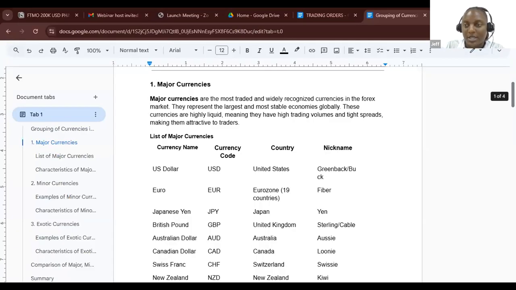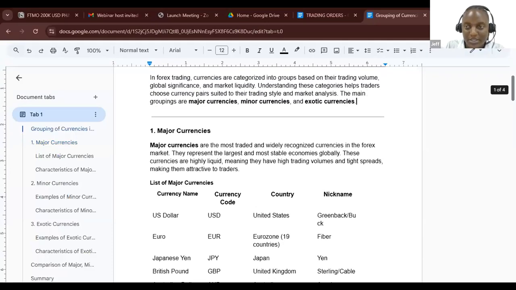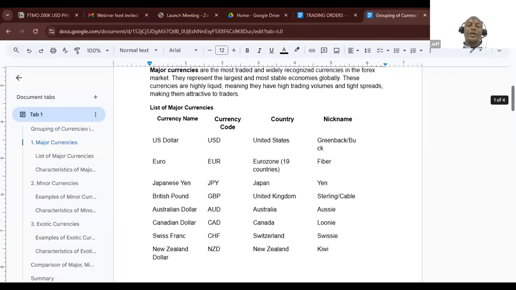So here you can see we start off with the currency. The currency we have here is the US dollar. The currency code is USD. The country is the United States, and the nickname is the greenback or buck. Okay. Then you have the euro. The currency code is EUR. The country is the Eurozone, which comprises 19 countries, and the nickname is fiber.